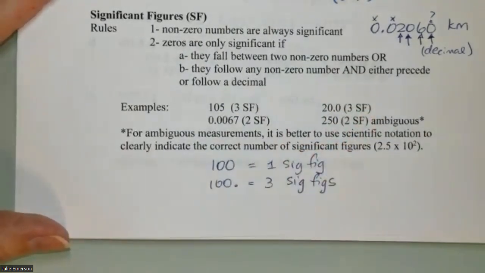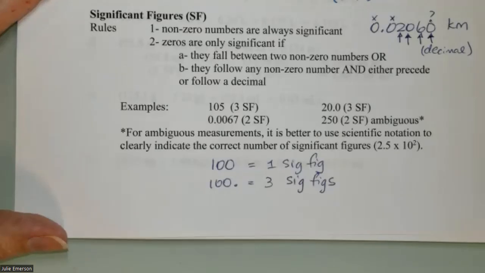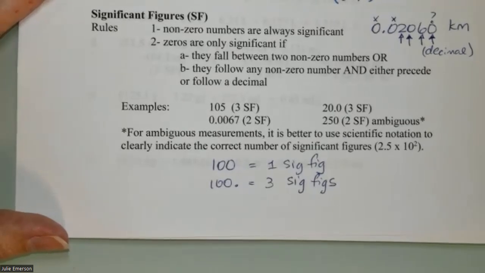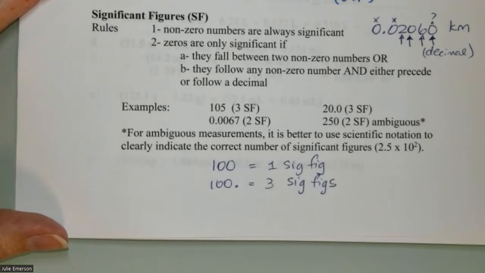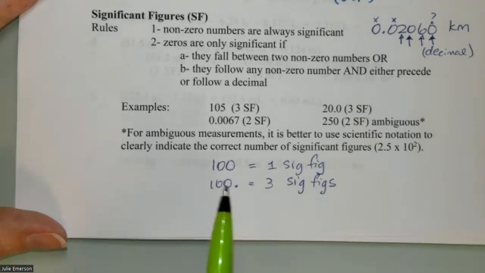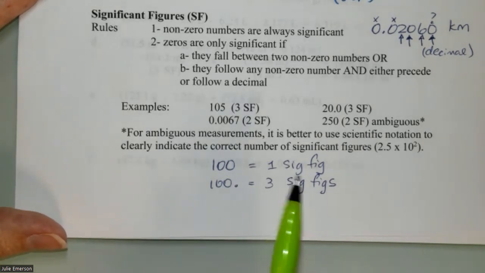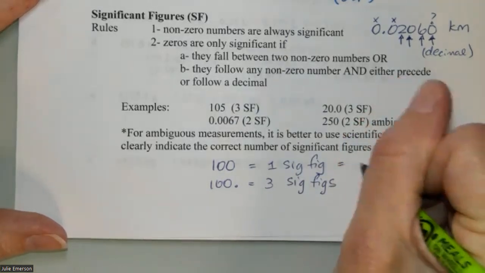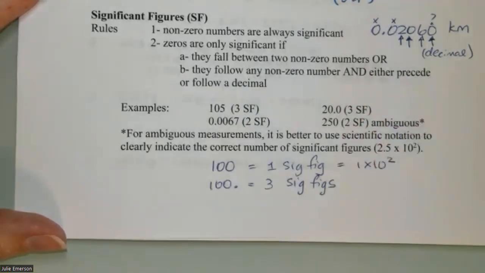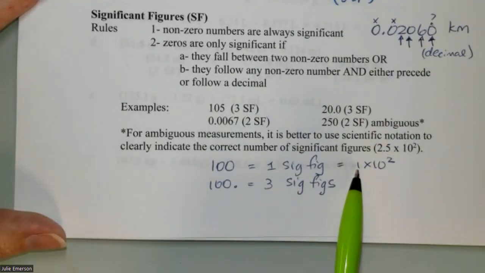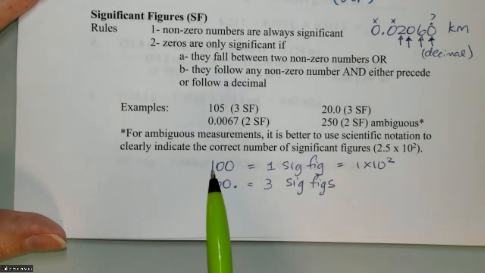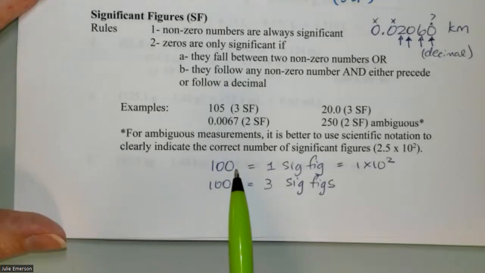Now, other textbooks will say, I don't like that. That's really ambiguous. So instead, let's be perfectly clear and use scientific notation. A lot of students don't like scientific notation, but that's the benefit of it, it takes out all the confusion with sig figs. If I have 100 and I want it to only have one sig fig, I'm going to write it as 1 times 10 to the 2. There's my significant figure. There's my magnitude.